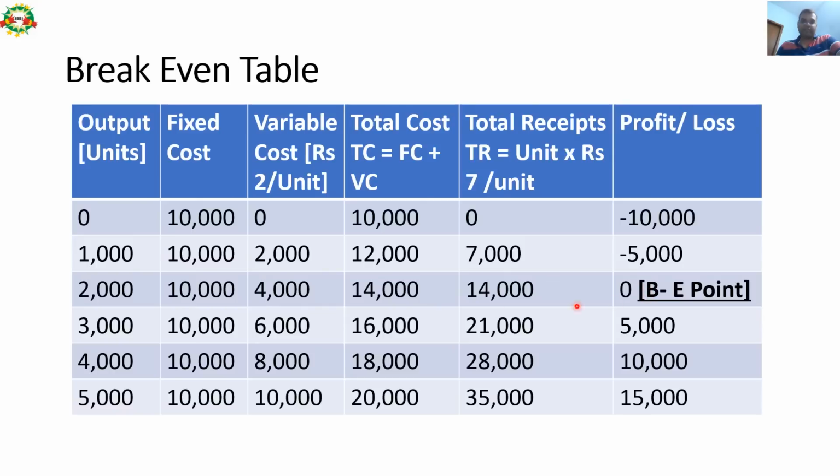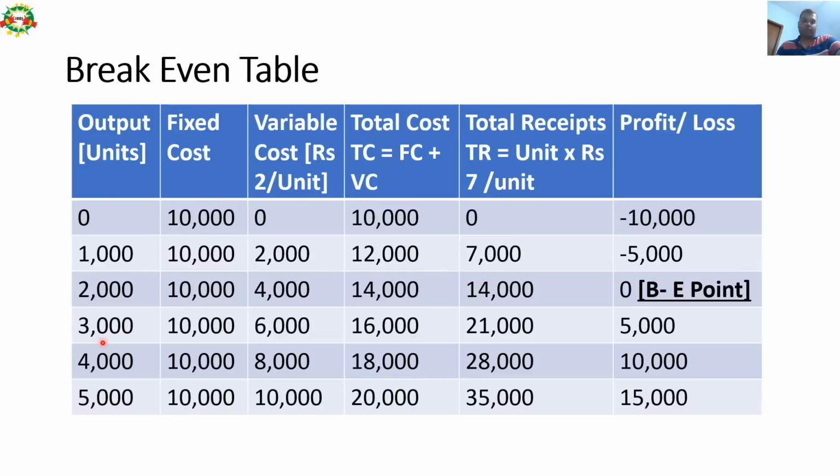At this break-even point, the quantity required to be produced to achieve the break-even point is called the break-even quantity, and it is 2,000 units in this case. This is the second method of calculating the break-even quantity, and this is the break-even revenue, 14,000 rupees. So these are the two answers to the questions which were asked in the previous problem.